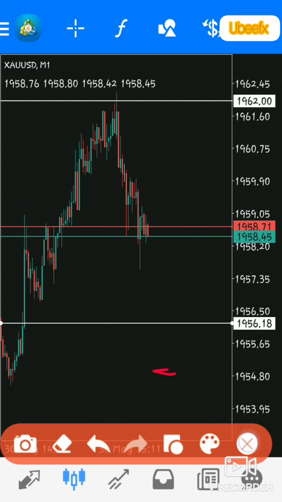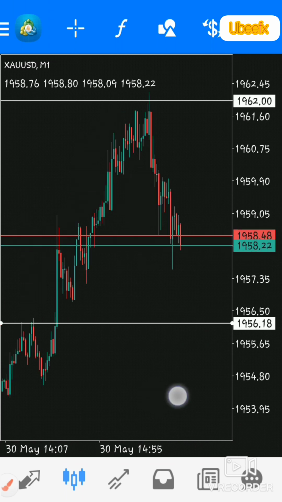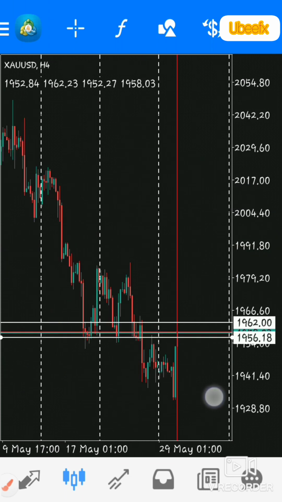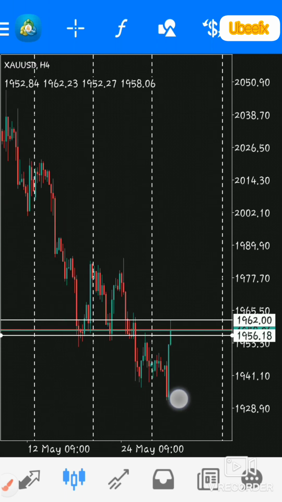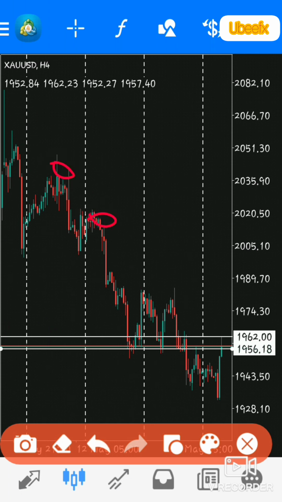First of all, we were looking for trend direction in gold. We use the 4-hour or daily to analyze where the trend of a particular market is. After I checked my 4-hour time frame, I saw that gold is in a downward trend movement. If you look at this, you can see that gold is in a straight downward movement.